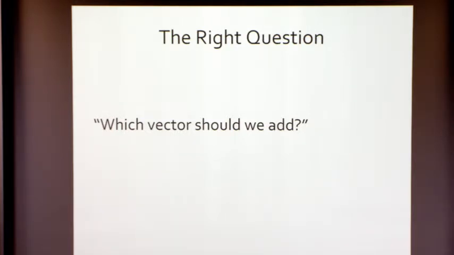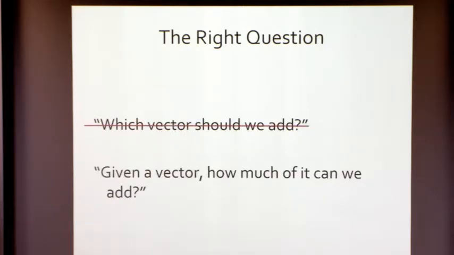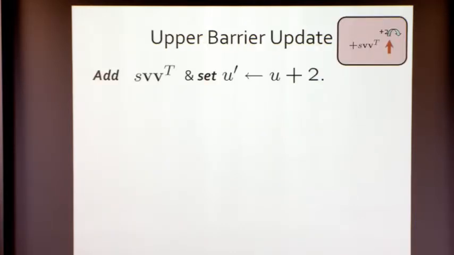So it turns out the right question to ask is not which vector should you add, but given any particular vector, how much of it can you add? So focus on the scaling factor instead. Okay, so let's look at the upper barrier for now. I have some matrix A, and suppose I have some vector v, and I want to add s times v v transpose. I want to add this amount of this vector, and what I would like is that after shifting the barrier from u to u prime, which is u plus 2, which is done to create more space for this new vector, the new potential does not increase.